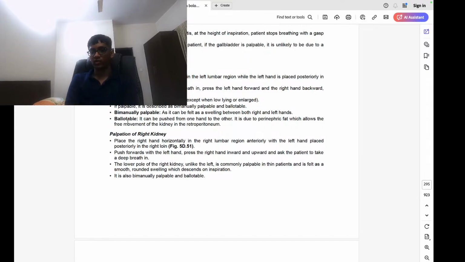Then the left kidney is usually not palpable except when it is lying low or enlarged. If it is palpable, it is described as bimanually palpable and ballotable. Bimanual palpation means it can be felt as swelling between the right and left hands. Ballotable means it can be pushed from one hand to the other. It is because of fat which allows the free movement of kidneys in the retroperitoneum.